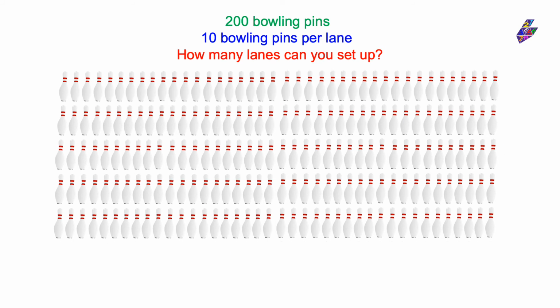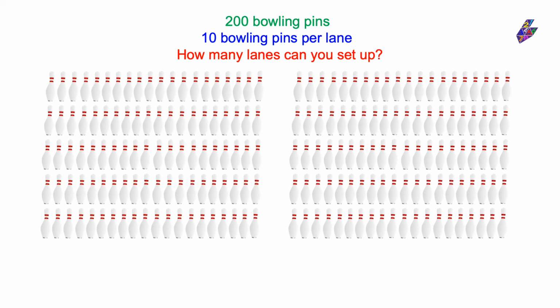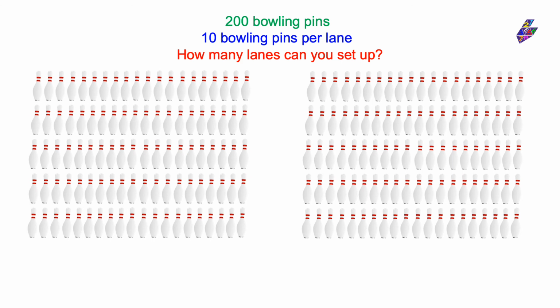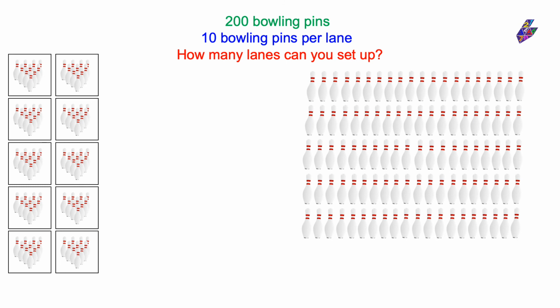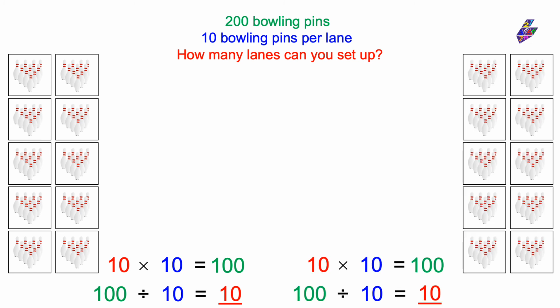Again, there are different ways you might have solved this, but you might have thought about the 200 bowling pins being 2 groups of 100 bowling pins. We already know that each group of 100 pins would create 10 lanes because of our knowledge of multiplication or division facts. 10 times 10 equals 100, or 100 divided by 10 equals 10. So if we've got another 100 pins, there will be another 10 lanes that we can set up. So if we've got 200 bowling pins, still with 10 bowling pins per lane, we'll be able to set up 20 lanes now.